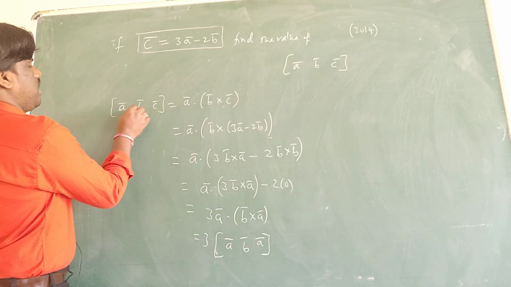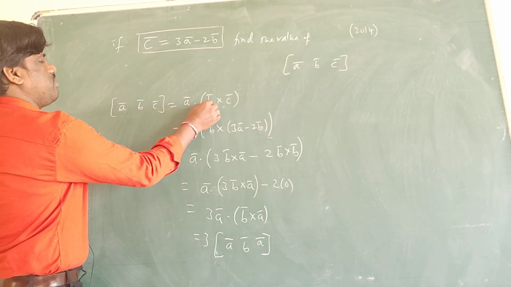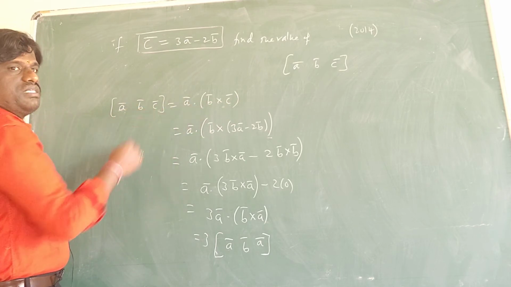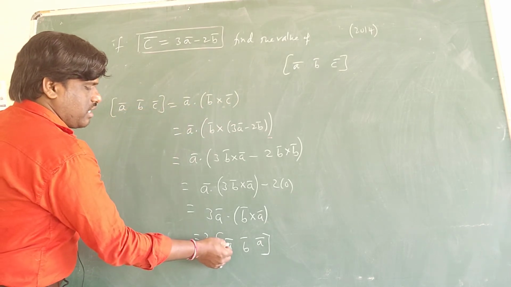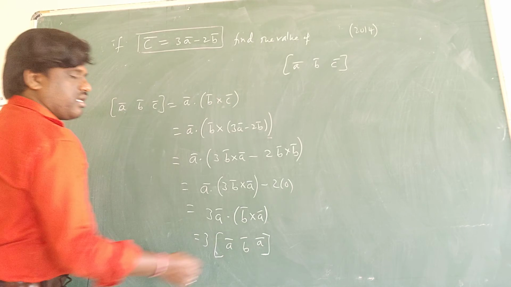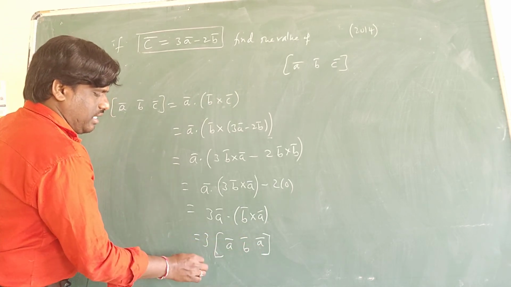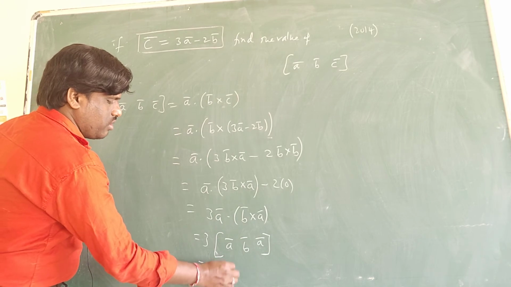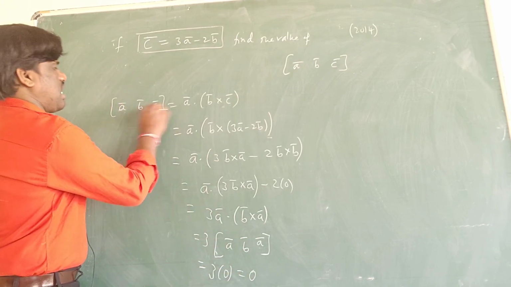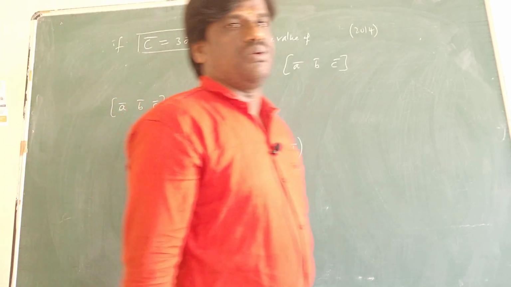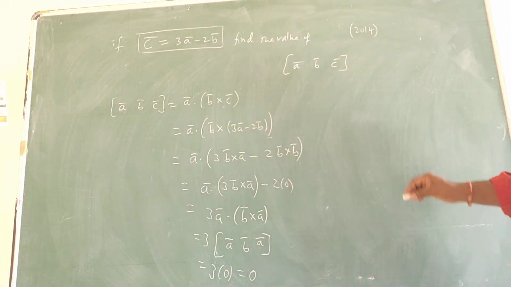Like here A dot B cross C can be written as box ABC, and here you get box ABA. In a box, if two things are identical, then that value is 0. So 3 into 0 is 0. So the answer of this box ABC is 0. Why is this 0? The reason I told you.